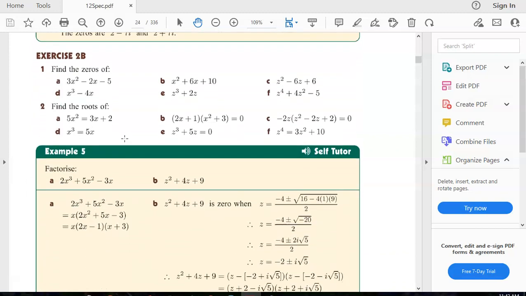So 2A and 2B are really revision. Who can I ask? I volunteer from the back half. If I'm looking at 2F, what are you thinking of there? Let me pop that on.